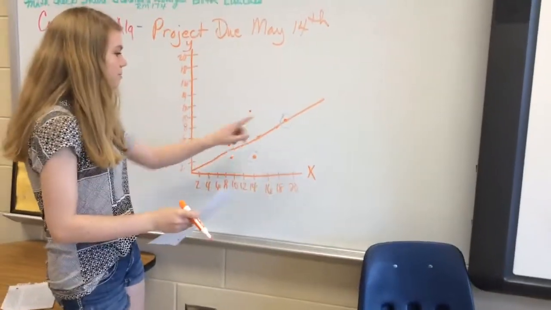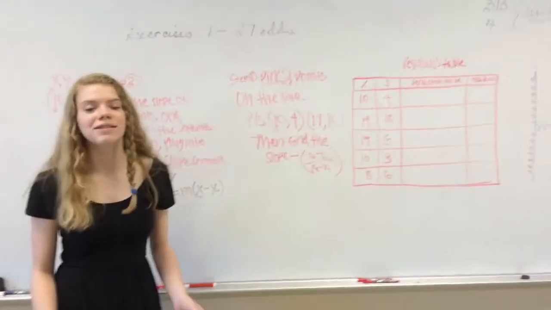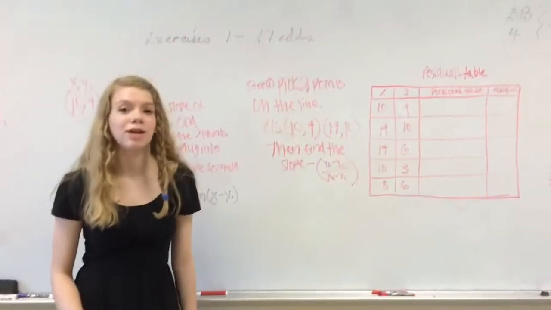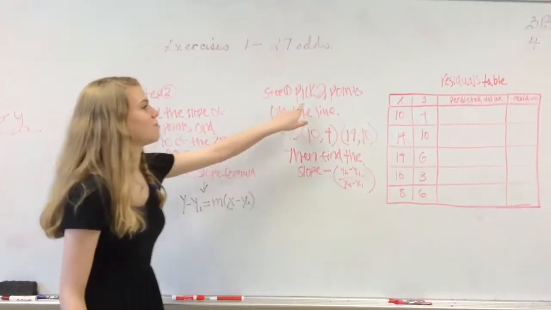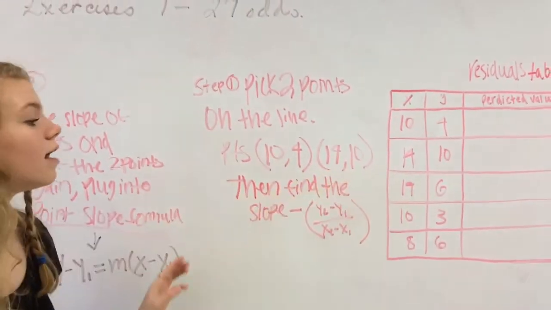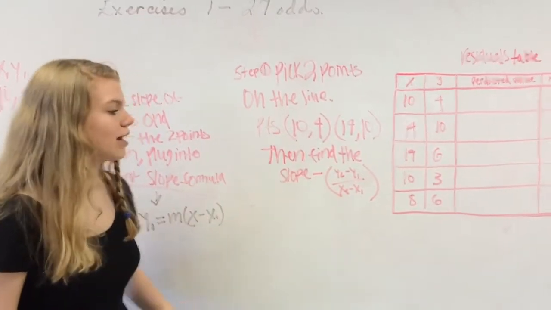So now we're going to take some of these points and plug them in a residual graph to find something called residuals. To find our residuals, we need something called a line regression equation. And all we have to do for that is, step one is to pick 2 points on the line, and our points are (10, 4) and (14, 10). Then all you have to do is find the slope, which is y2 minus y1 over x2 minus x1.